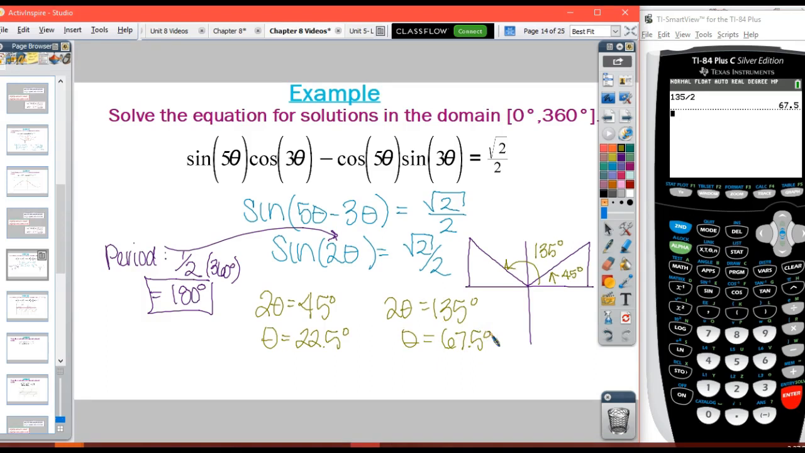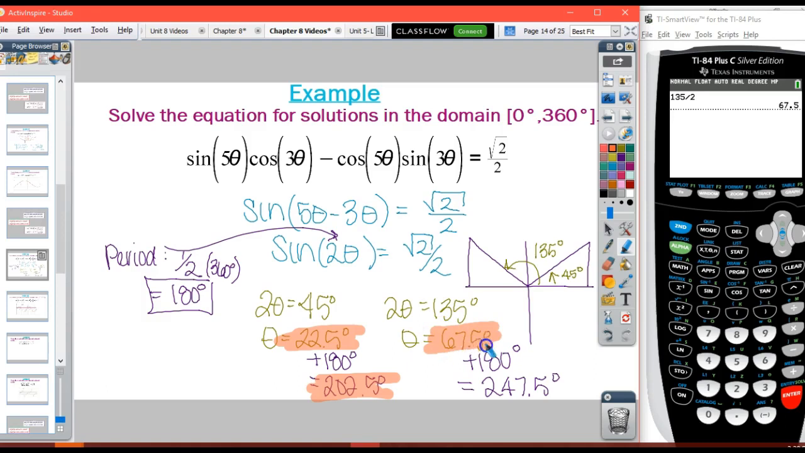When we looked at the graph before, we saw that we needed 4 answers, so I need to add multiples of the period to each of these, which normally is 360, but in this case, since I have a 2 with my angle, is going to be 180. So I'm going to end up getting 202.5 degrees, and then when I add 180 to my 67.5 degree angle, I'm going to end up getting 247.5 degrees. And so my final answers are going to be the 22.5, the 202.5, the 67.5, and the 247.5.